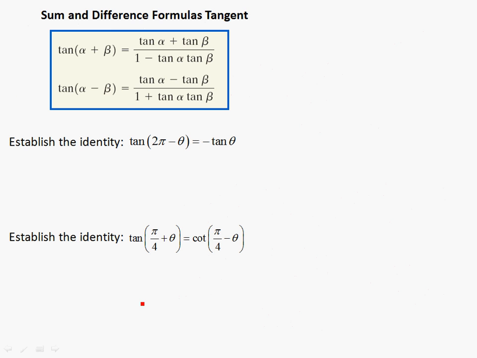Establish the identity that tangent of 2 pi minus theta is a negative tangent of theta. Given this structure, I'm just going to fill in what I have. I'm going to work on the tangent of 2 pi minus theta, and I'm going to fill that in with this one being alpha and this one being beta. So this is supposed to be the tangent of 2 pi minus the tangent of theta.